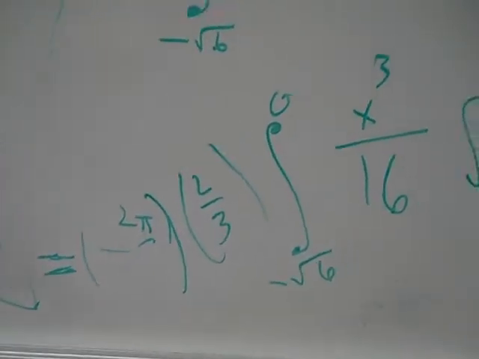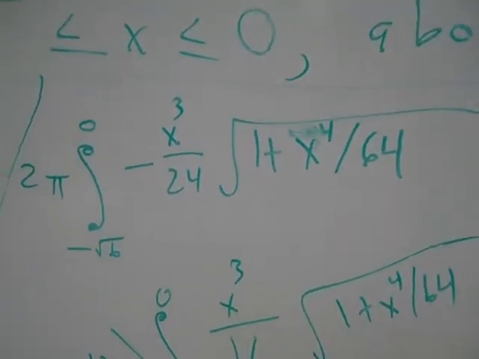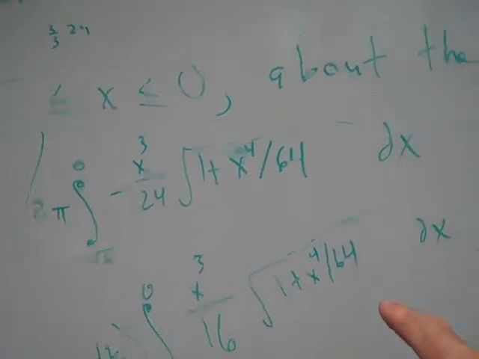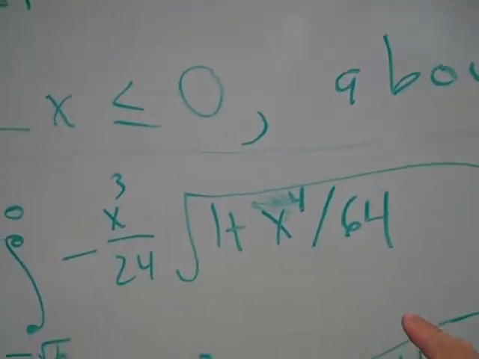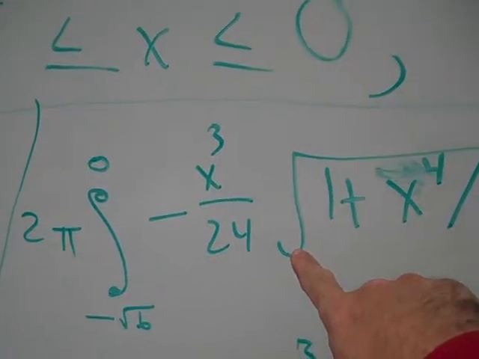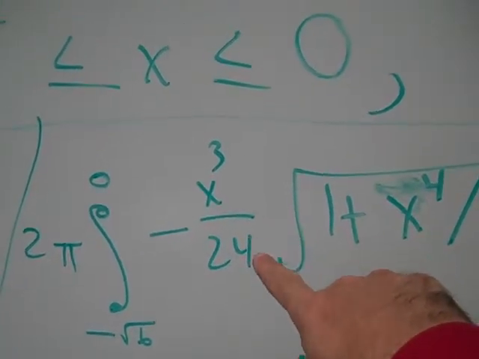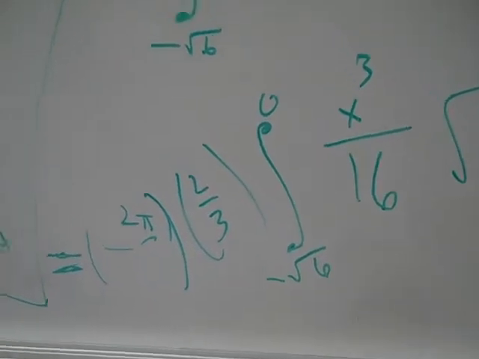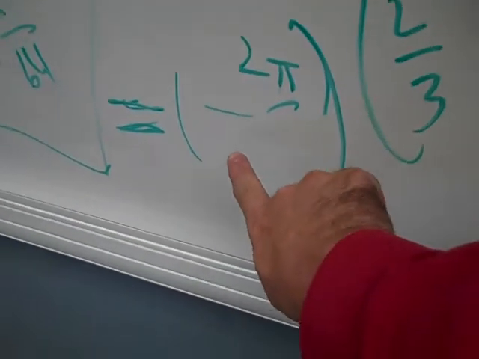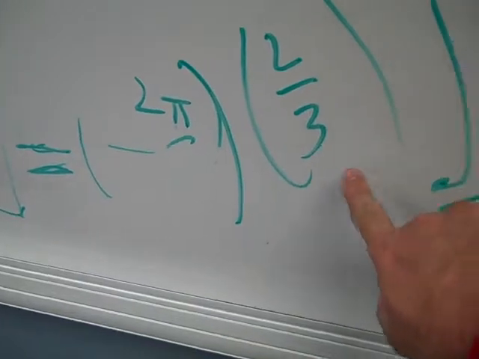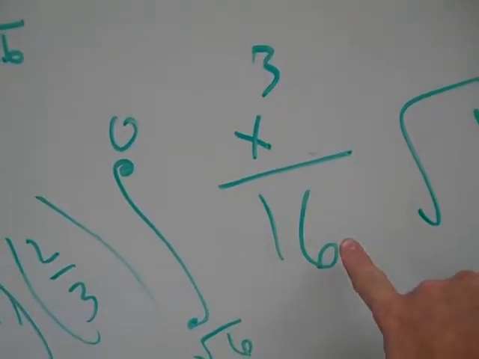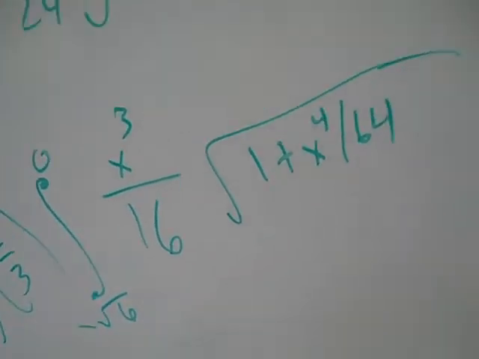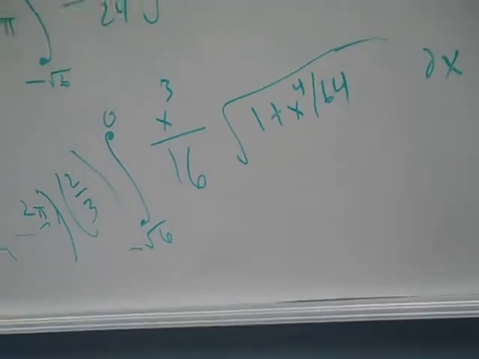I guess that is next. Now what I'm going to do is, I need to use the chain rule. So what I need is, I need this to be x cubed over 16 and not x cubed over 24. So I'm going to yank out a 2/3. That's just negative 2 pi. I yanked out the negative and put it with the 2 pi. I yank out a 2/3, and that gives me my x cubed over 16. And that allows me to use the chain rule.